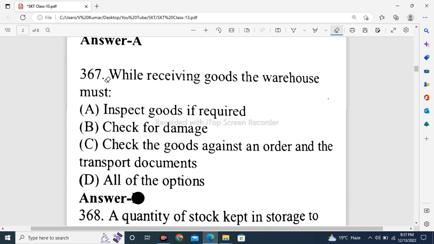Next है while receiving goods, the warehouse must A. Inspect goods if required. B. Check for damage. C. Check the goods against an order and the transport documents. D. All of the options. Answer है D. All of the options. While receiving goods, the warehouse must inspect goods if required, check for damage, check the goods against an order and the transport documents. Answer all of the above. D.